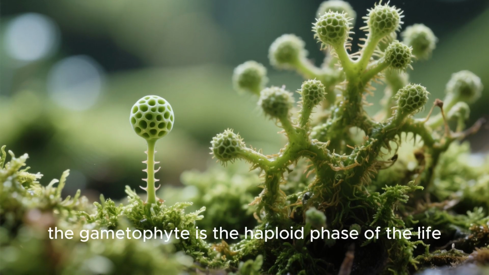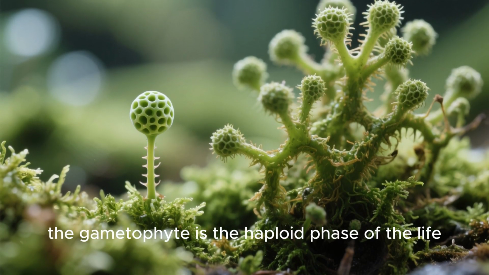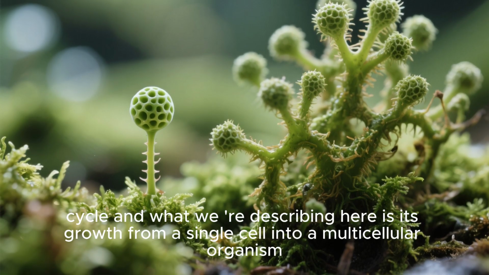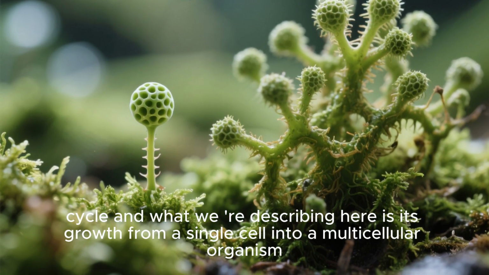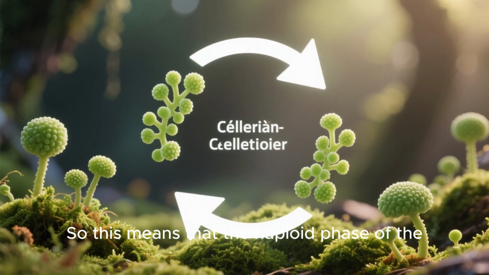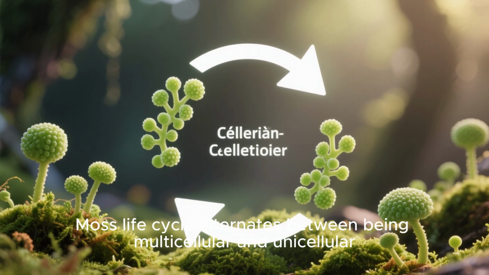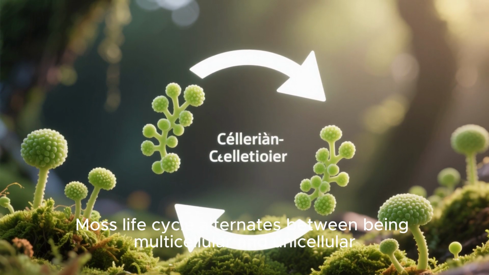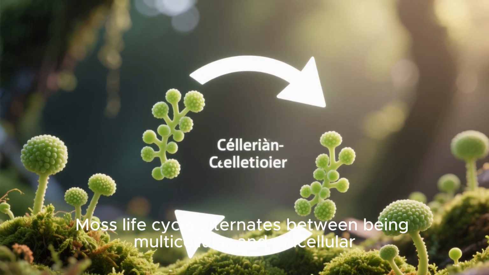If you remember, the gametophyte is the haploid phase of the life cycle, and what we're describing here is its growth from a single cell into a multicellular organism. So this means that the haploid phase of the moss life cycle alternates between being multicellular and unicellular.